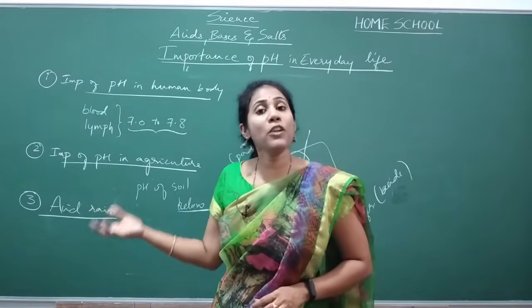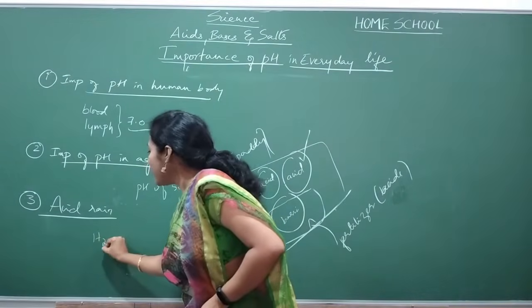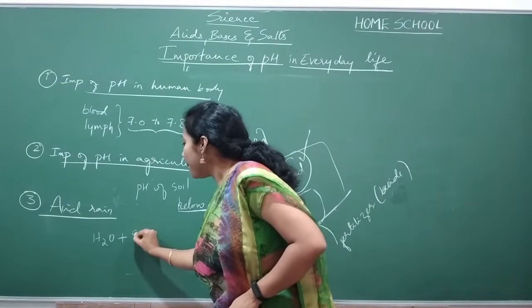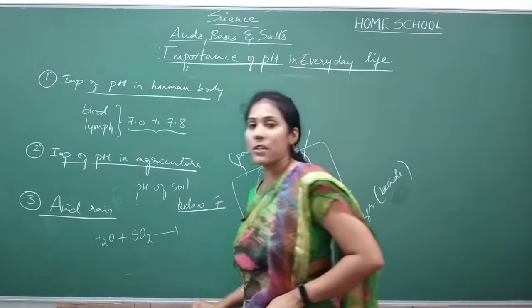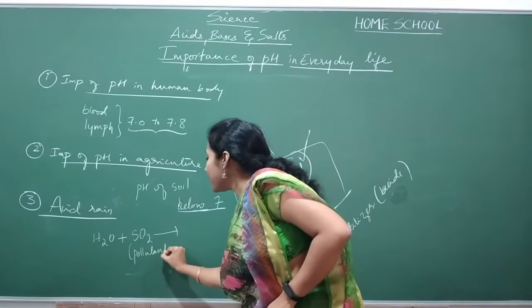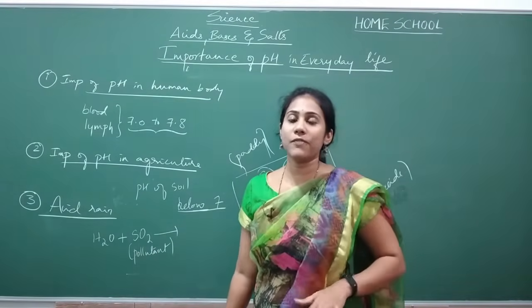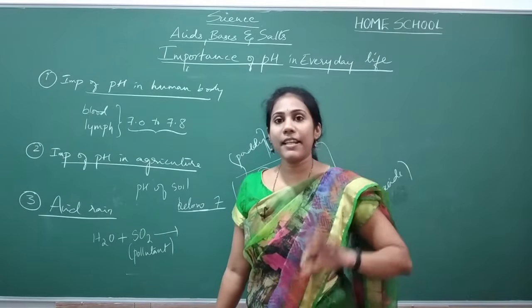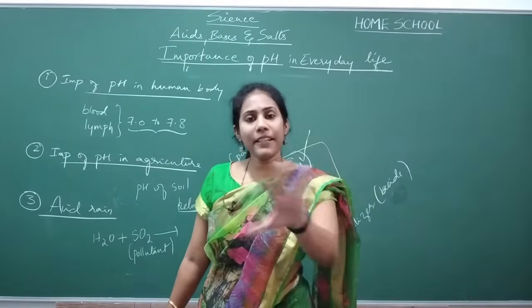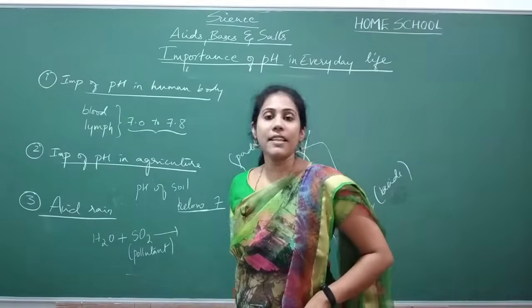Why acid rain? Because of more pollution. What is actually happening is, your rain is nothing but H2O. This H2O may combine with sulfur dioxide in the atmosphere. Sulfur dioxide is a pollutant. Many factories release a gas called sulfur dioxide. Chemical factories, fertilizer factories, pesticide factories, even pharma industries, whichever chemically related factories it may be, will definitely release a pollutant called sulfur dioxide.